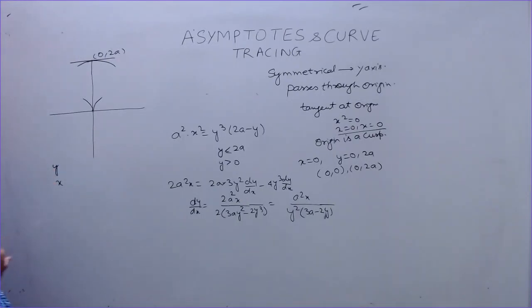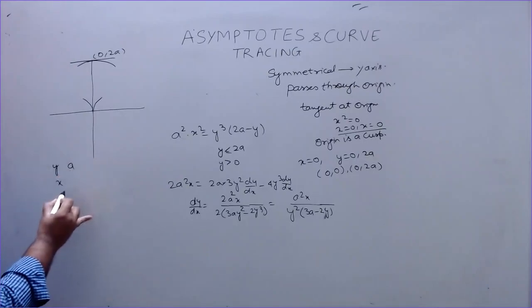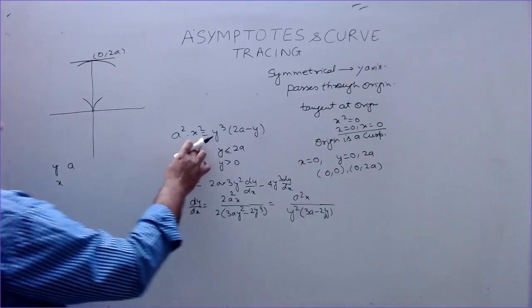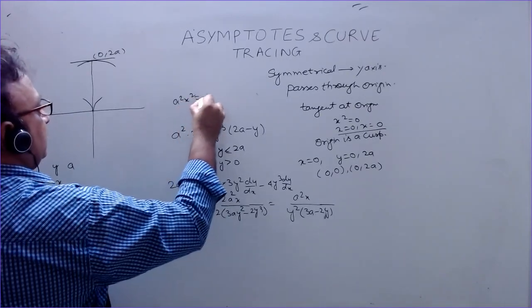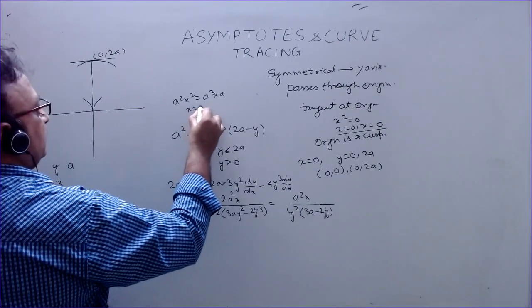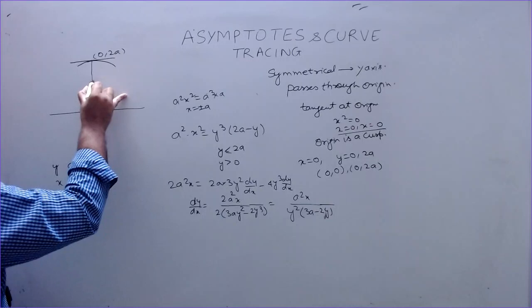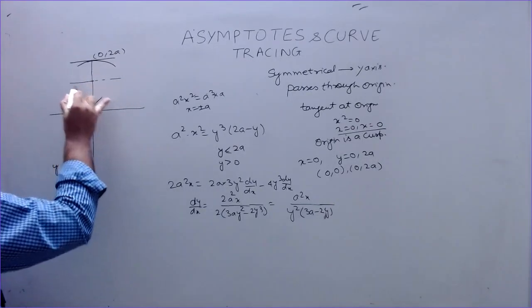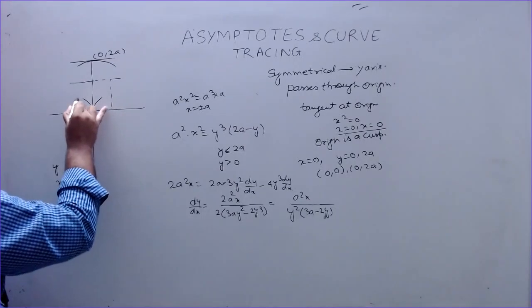So if I have y equal to, say, a by 2, or y equal to a. Suppose you put y equal to a here, so a square x square equal to a cube into a4, so x equal to plus minus a. So if y equal to a, this is 2a, half of this, then x will be plus a and minus a.